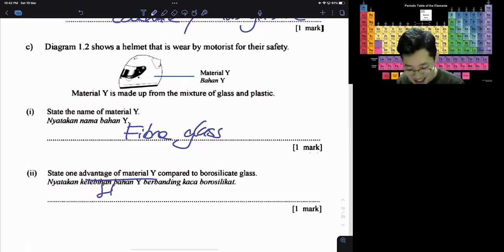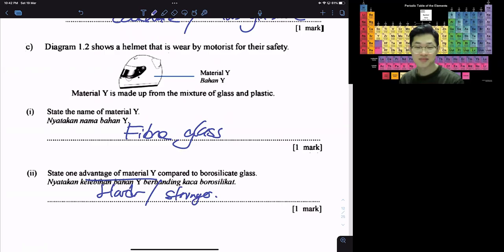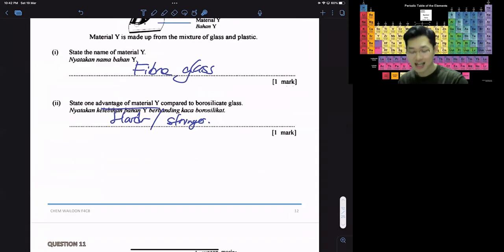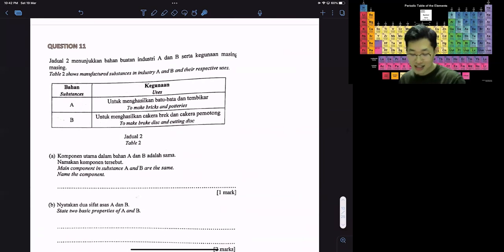Yes, harder. Easy, harder, stronger also can. Just write harder can already. It's harder than the glass. Of course you can say light, but compared to borosilicate, don't put light, just put hard.